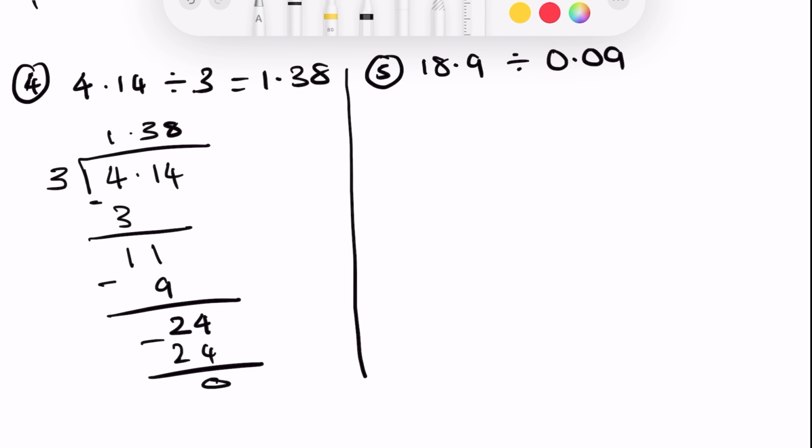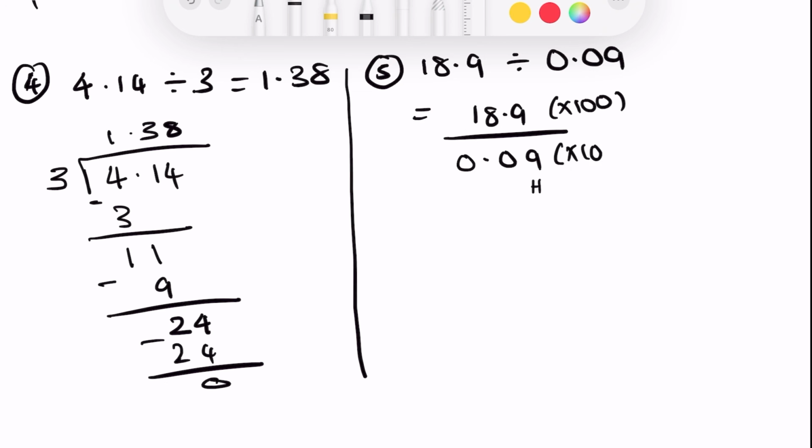So I hope you all had a try at this question and maybe even managed to solve it. But if you didn't, then it's perfectly fine. So we're going to rewrite this as 18.9 over 0.09. And from here, we can see that we can easily convert both of them to whole numbers. And the easiest thing we can do is to make the denominator into 9. So to do this, we just need to identify where the 9 is in this case, and it's in the hundredths column. So we know we're going to multiply by 100. Whatever we do to the bottom, we also have to do to the top, right?